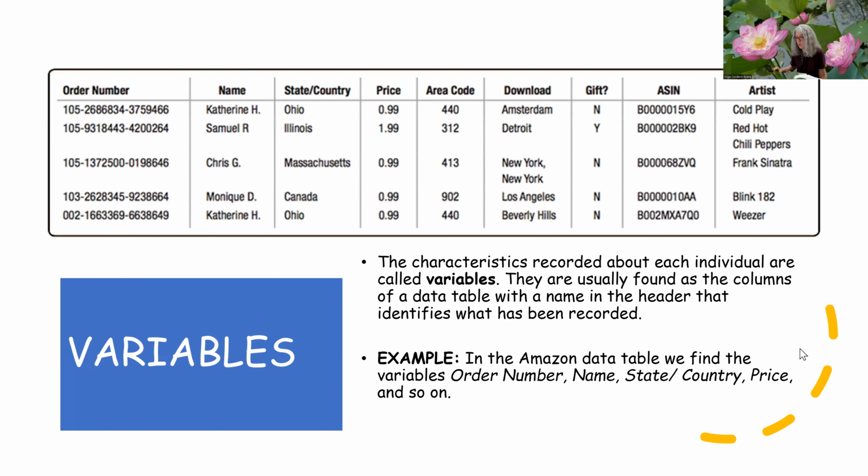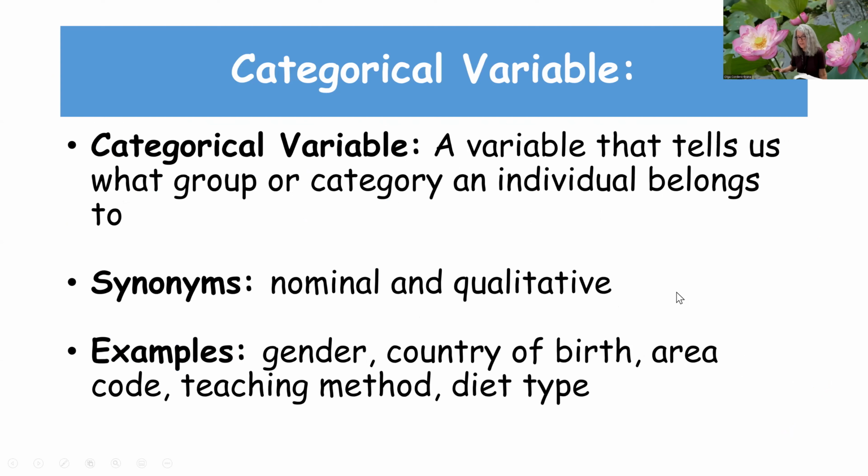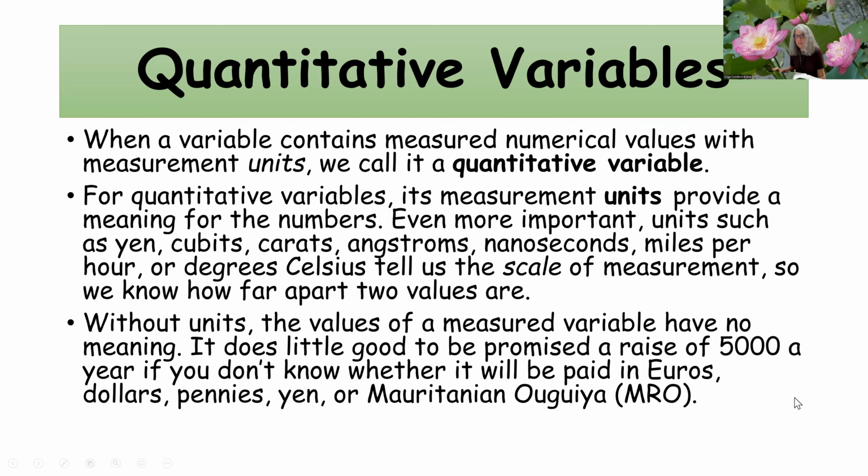So these are not all the same type of variable, and that's the first thing we are going to learn about. Categorical variables are variables that tell us what group or category an individual belongs to. Synonyms for that are nominal and qualitative. For example, gender, country of birth, area code, teaching method, diet type, etc. We will see plenty of examples.